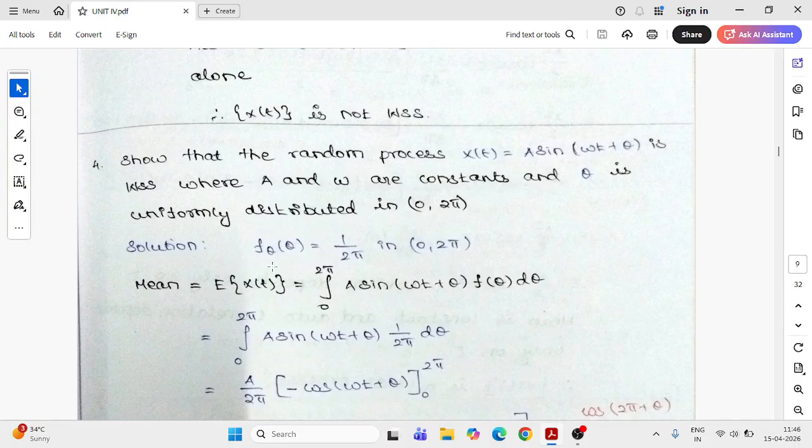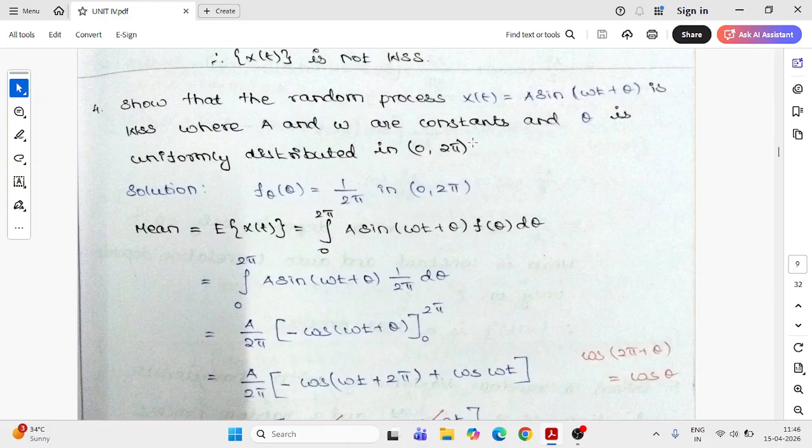So the probability function is calculated as f of theta equals 1 by 2 pi minus 0, because uniformly distributed means 1 by b minus a. Here a is 0, b is 2 pi. So 1 by b minus a means 2 pi minus 0, which is nothing but 1 by 2 pi. See, we found the probability value. Next, to show that it is a WSS process, the first thing we have to check is the mean.